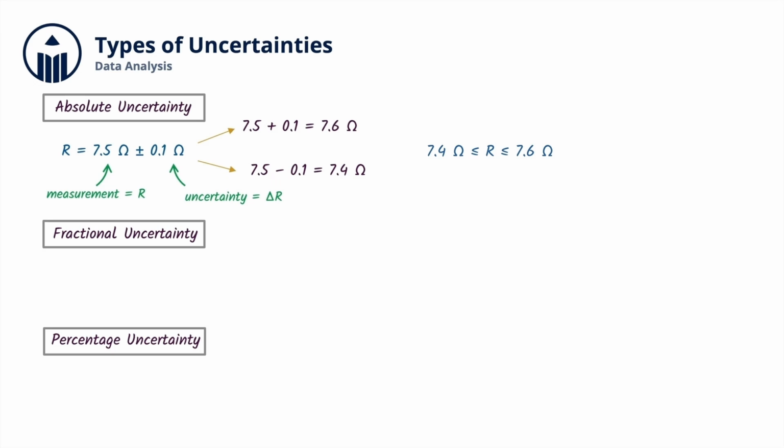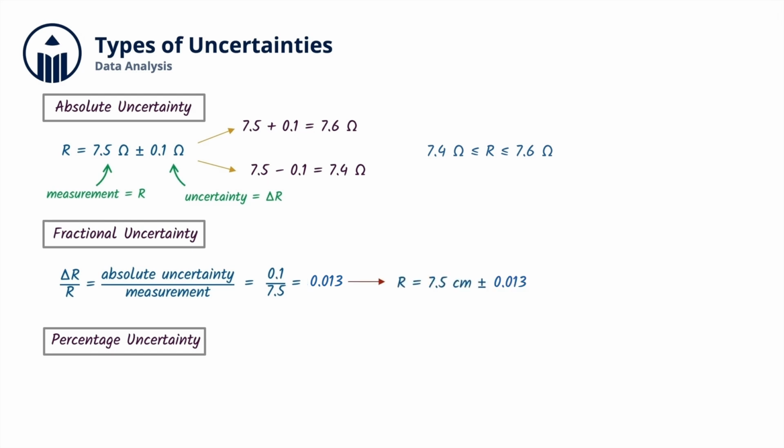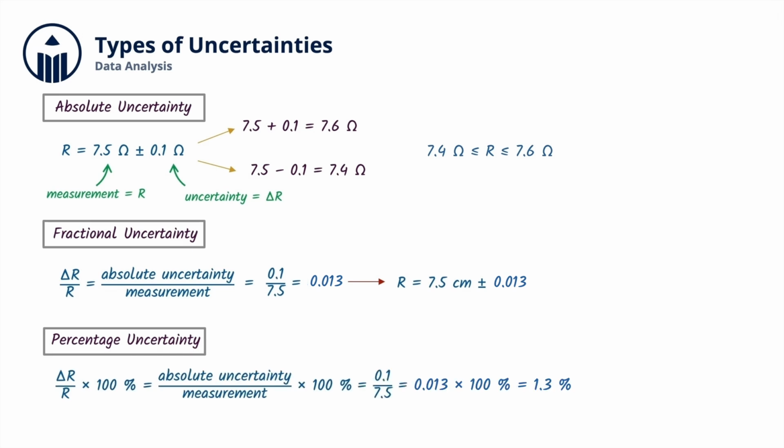The fractional uncertainty, also called the relative uncertainty, is the uncertainty as a fraction of the measurement. In this case, it is 0.1, the uncertainty, divided by 7.5, the measurement, which is 0.013. Since both the uncertainty and the measurement have the same units, the fractional uncertainty has no units. The percentage uncertainty is the uncertainty as a percentage of the measurement. This is the fractional uncertainty multiplied by 100. In this case, it is 0.013 times 100, which is 1.3%.